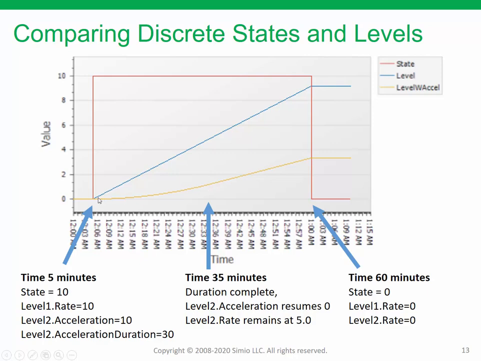For the blue, for the level, we can see that the level has continuously changed at the same rate, the rate of 10 over that time. And then at time 60 minutes, we changed the value of the discrete state to 0, and then we set the change rates for the levels to 0. And so you can see at time 60, the discrete state jumped back down to 0, and the two levels leveled off. They set the rate of change equal to 0, and so they just maintained their current value.